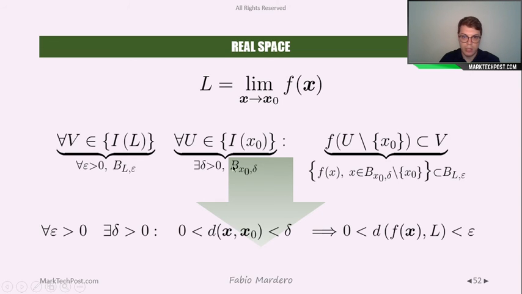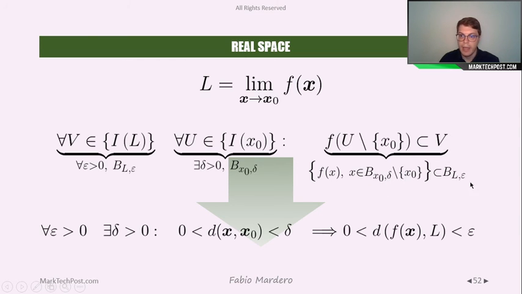Then we have to consider that x lies onto the ball. So this is written here, x inside this ball. The distance between x and x0 is positive, so we don't consider when x is equal to x0, that's this term, but it's less than delta, which means that x stays inside this open ball.